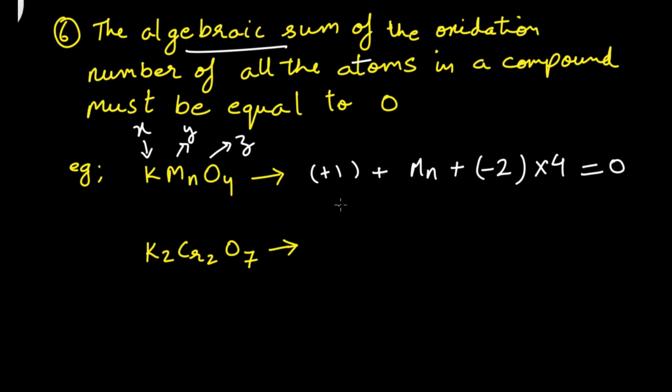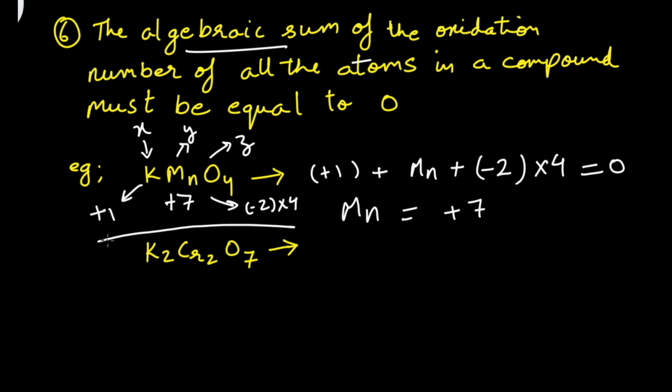Now solve it. You will get the oxidation state of manganese as +7. So the oxidation number of manganese is +7, and when you add the oxidation number of potassium, that is +1, and oxygen is -2 into 4, when you add these three values, you will get 0. The algebraic sum is 0, right?